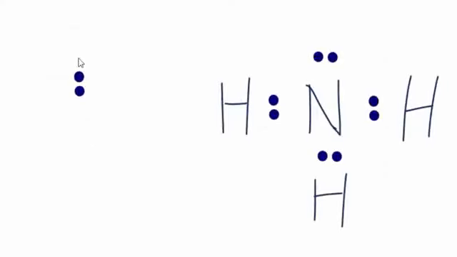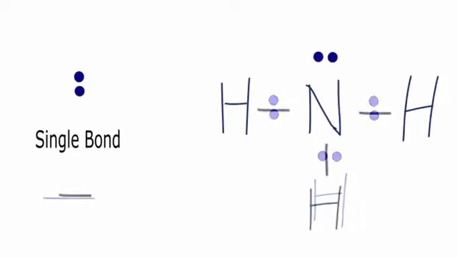Just a quick note, whenever you have a pair of electrons like this, that's called a single bond. And we can write a single bond also by putting a line like this. So in our NH3 Lewis structure here, we can replace the bonds, these are the pairs of electrons between two atoms, with single lines. And that'll mean the same thing. It's the same Lewis structure, just a different representation.